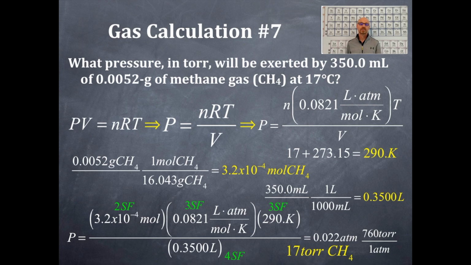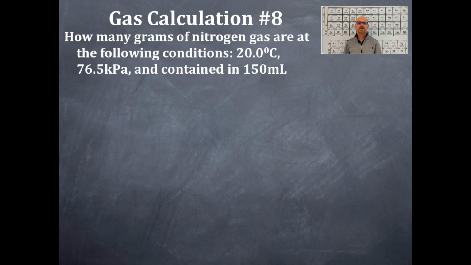All right, let's do the next problem. Here we go. Gas calculation number 8. How many grams of nitrogen gas are at the following conditions? 20 degrees Celsius, 76.5 kilopascals, and 150 milliliters. So I've rearranged the ideal gas law this time already for you, and I solve for n. That's the amount of gas.